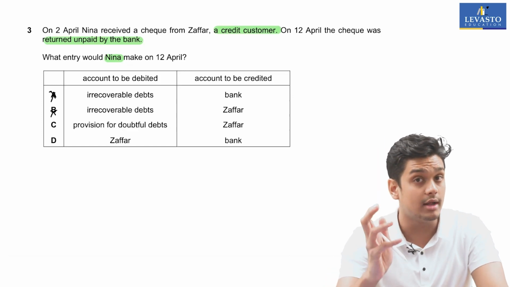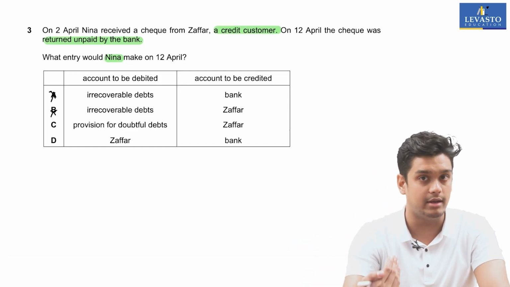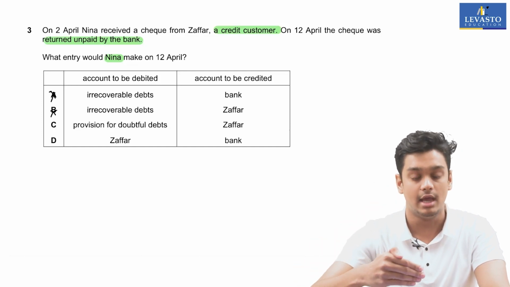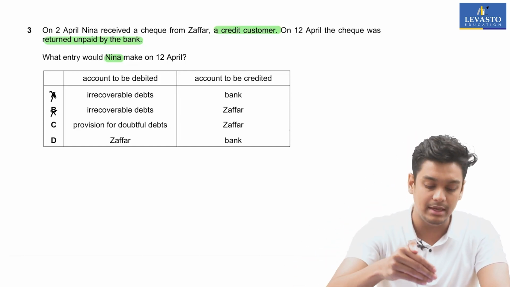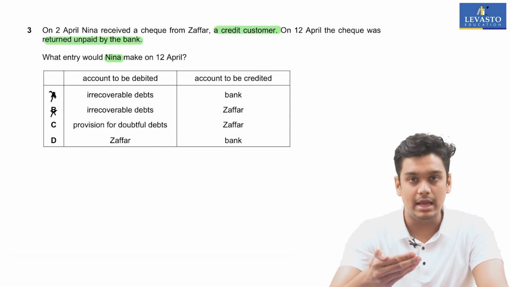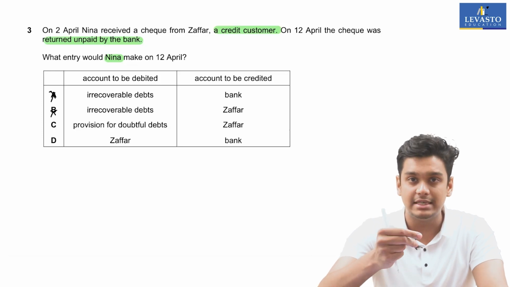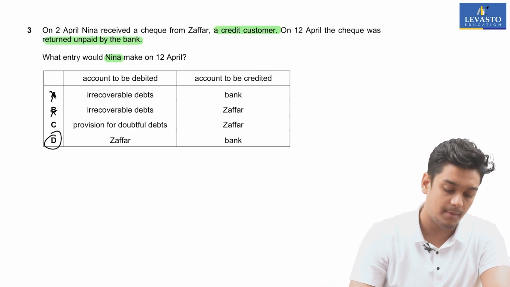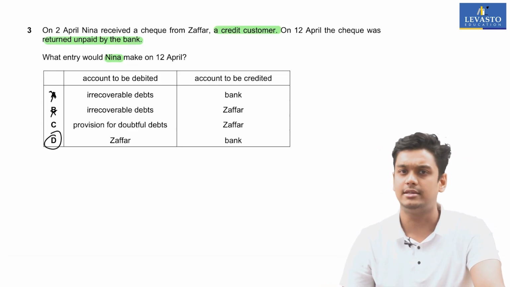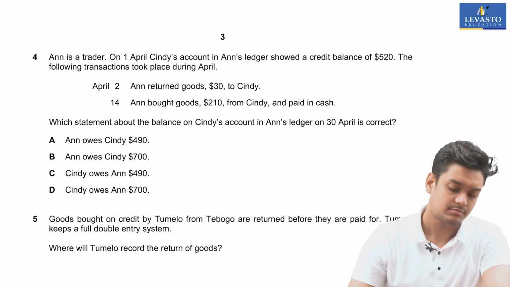So if it's a dishonored check, we will credit our bank because we didn't get the money. We are just reversing the entries. We will credit our bank and debit Zafar's account, which is our customer. The same entry we recorded while receiving the check, we are reversing. So the appropriate answer is D. That's it. Very simple. Moving on to the next question.